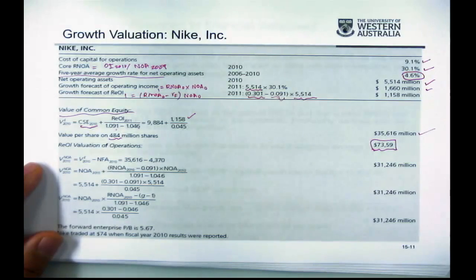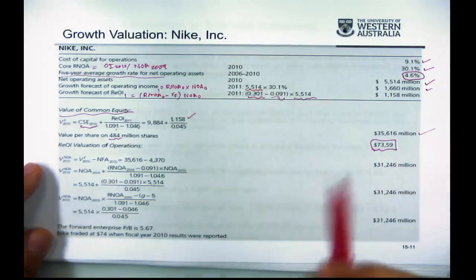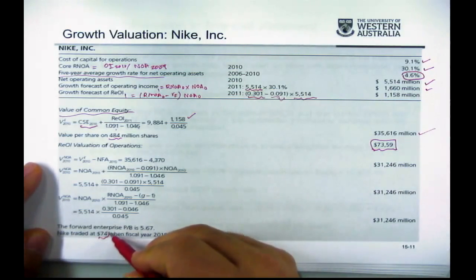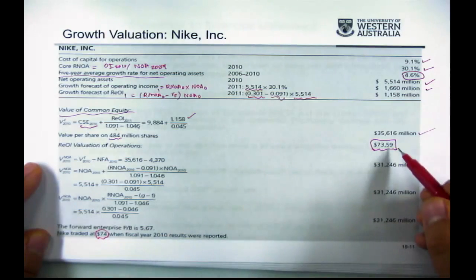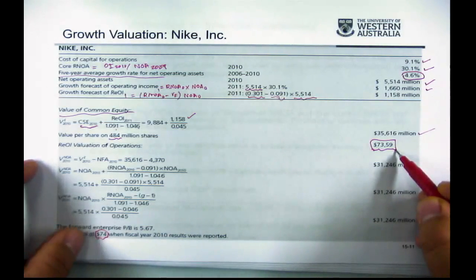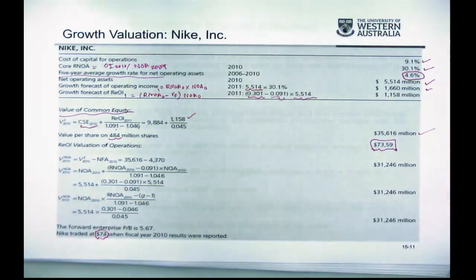At the time when this valuation was made, Nike traded at $74. Look at this value obtained here and compare it with the market price. Very close, huh? Very close. Okay, beautiful.